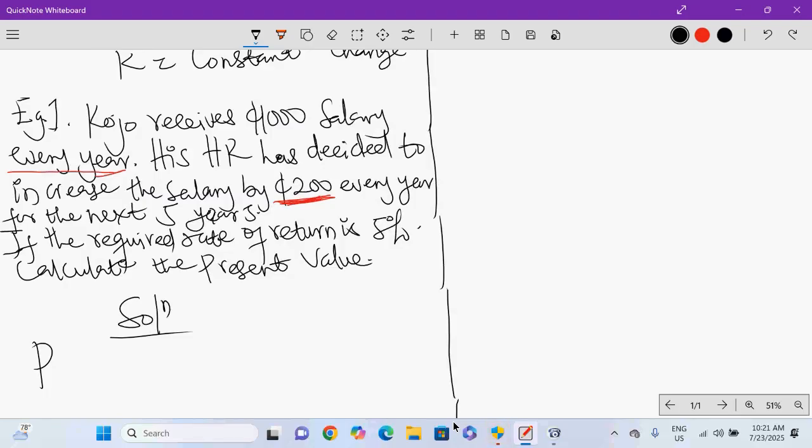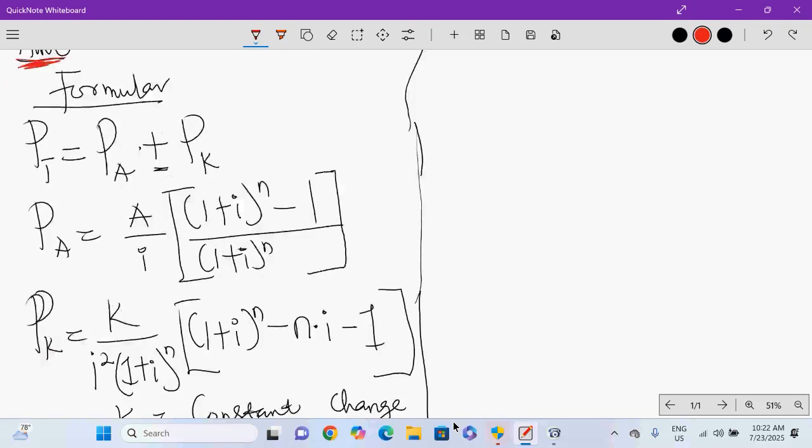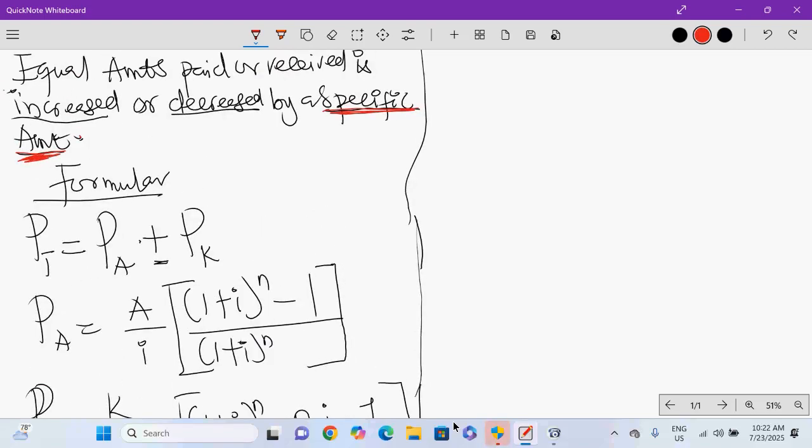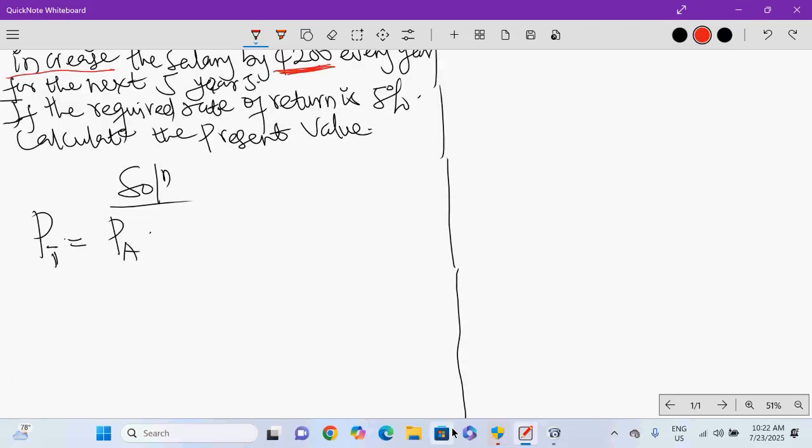Then his HR has decided to increase the salary by 200 cedis every year for the next 5 years. The increment in the salary by a specific amount makes it arithmetic. You are going to use the arithmetic formula to compute the present value. That is, the present value is equal to the present value of annuity, plus or minus the gradient. This question is an increase, not a decrease, so we are going to use plus.